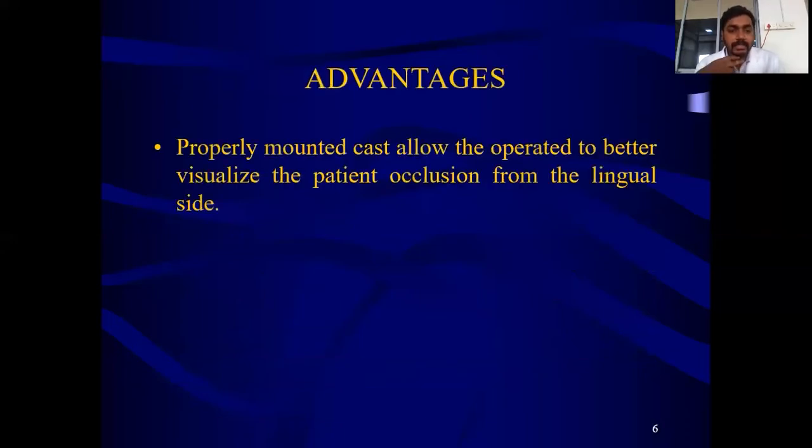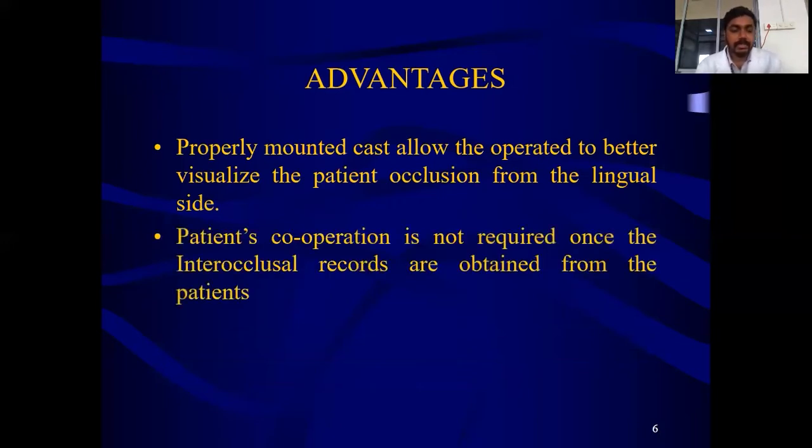An advantage of an articulator is that properly mounted casts allow the operator to better visualize the patient's occlusion from the lingual side. In the patient's mouth, we will not be able to see the exact lingual occlusion. So when we are giving an RPD or a complete denture and we want to see the lingual occlusion, if the casts are articulated outside in an articulator, we will be able to see both the buccal and the lingual occlusion in a better way.